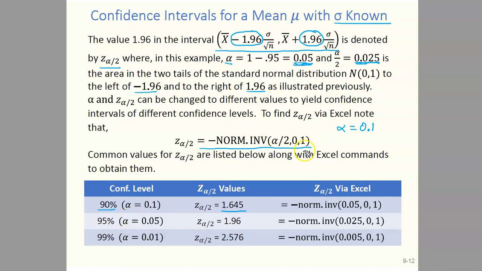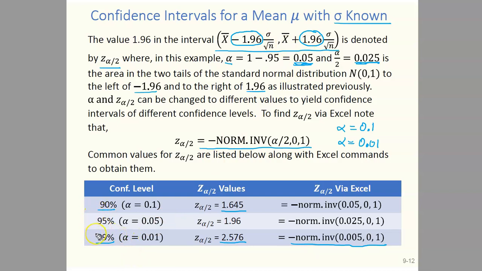For a 99% confidence interval, your alpha would be 0.01. And you would use this formula right here to find Z alpha over 2 in that case. Notice 0.005, that's this number divided by 2. And you would get back 2.576. So that's what this number would change to if you wanted a 99% confidence interval.